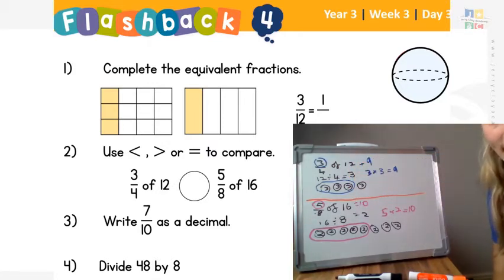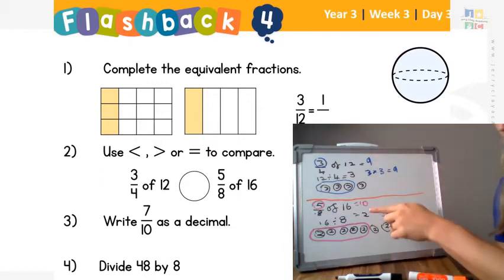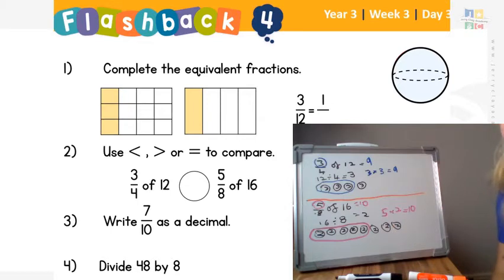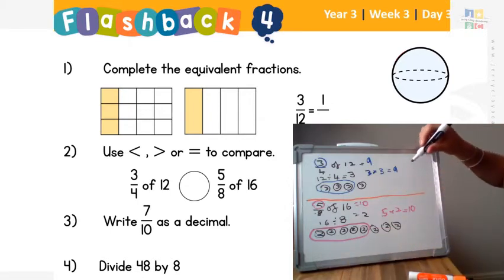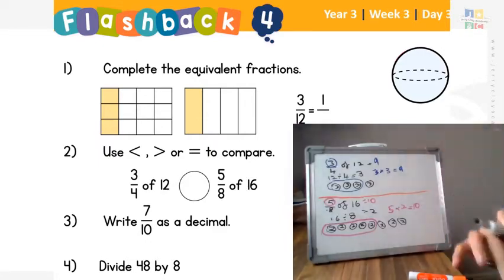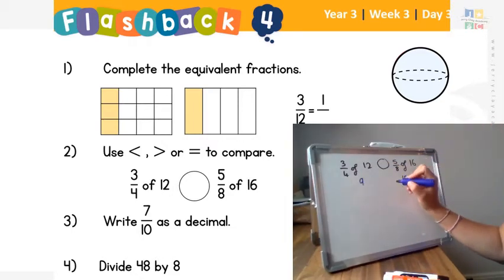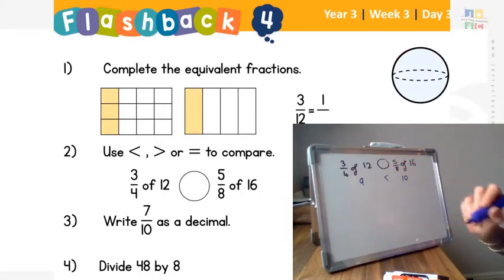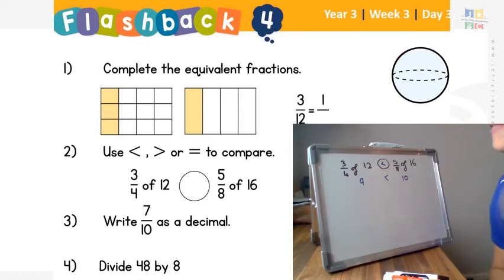Now I can compare it. So 3/4 of 12 equaled 9. 5/6 of 18 equaled 10. So what am I going to use? I am going to use a less than, so it should read something like this. So where you should have written 9 under there, 10 under there, so I know that it should say less than, so it should say 3/4 of 12 is less than 5/8 of 16.